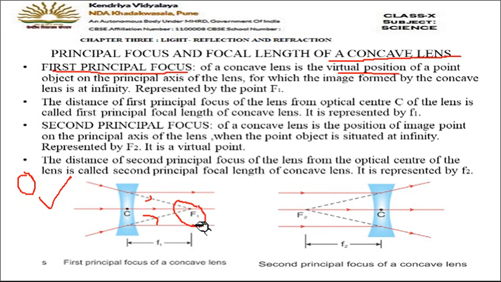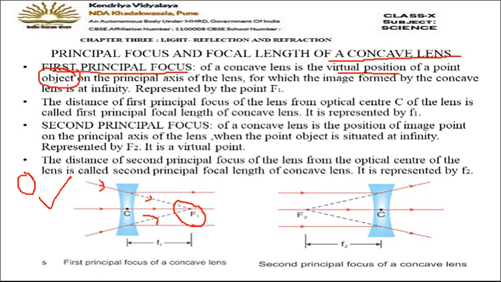Because the rays are not actually meeting, this is the virtual position of the object. As these rays were coming from the object, if we extend them on the other side, they appear that they are coming from this point. So this point is known as the first principal focus, and it is called the virtual position of the object.